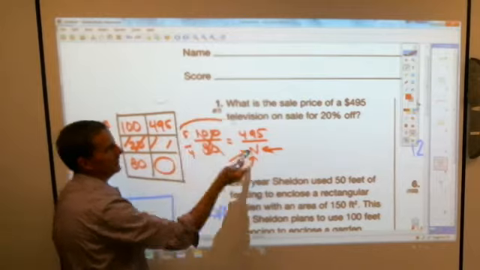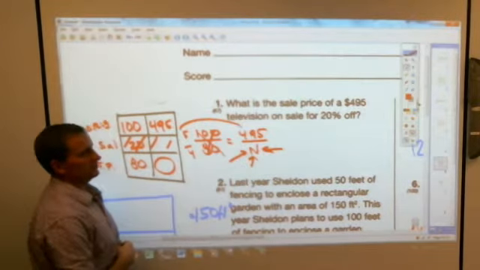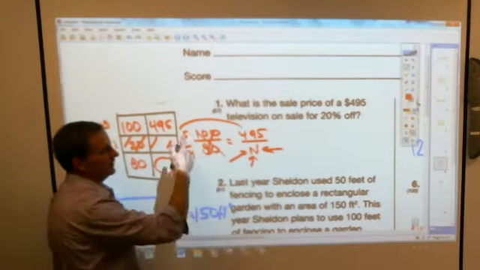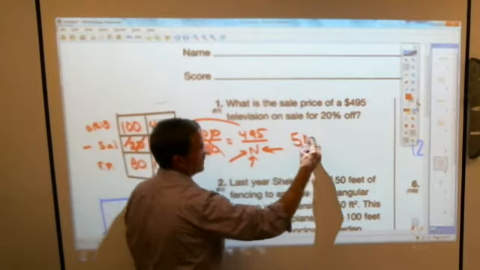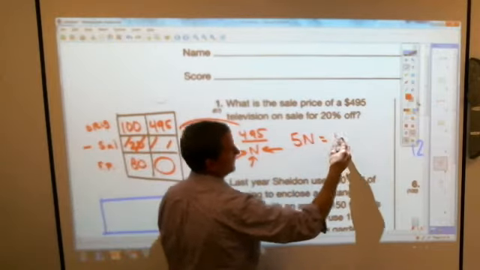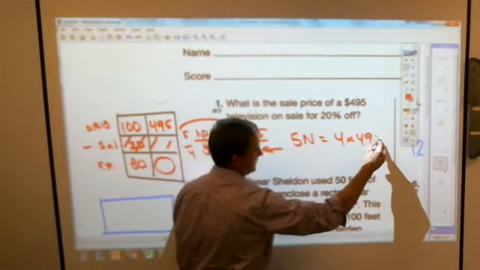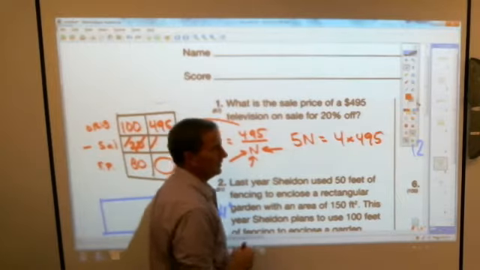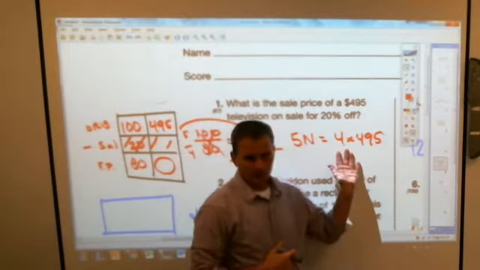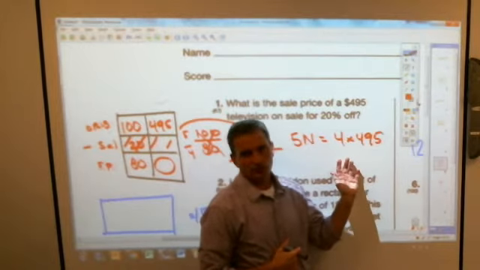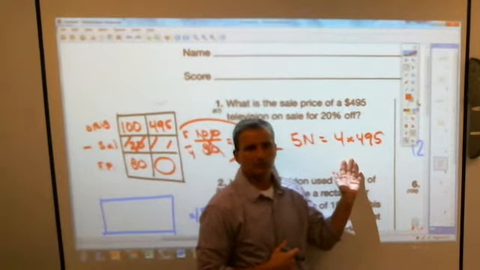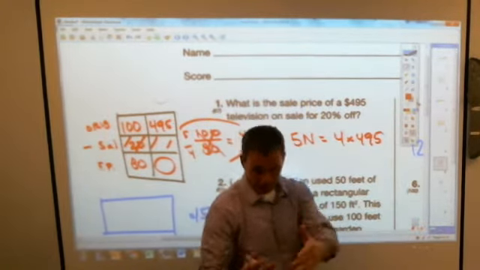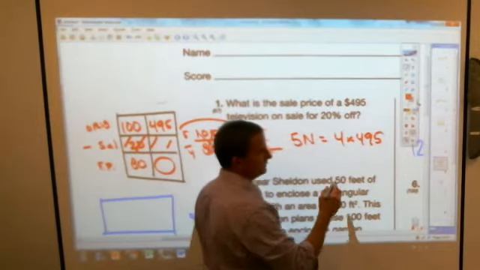Now you could say what times 5 is 495, but that isn't apparent. So the best way to do this, I guess, is 5 times n, cross products, equals 4 times 495. This is kind of complicated, but what is 4 times 495? By the way, what would be an easy way to do 4 times 495? If it was 4 times 500, could you do it? What is 4 times 500? 2,000. But it's not, so subtract 20 from it. What is 2,000 minus 20? 1,980.